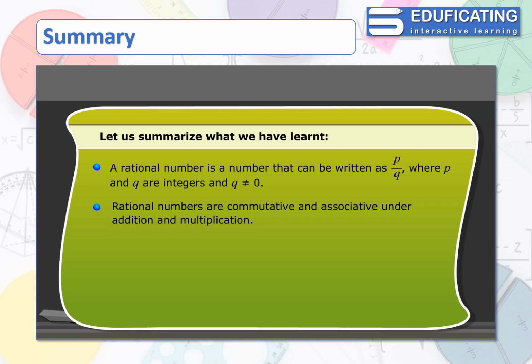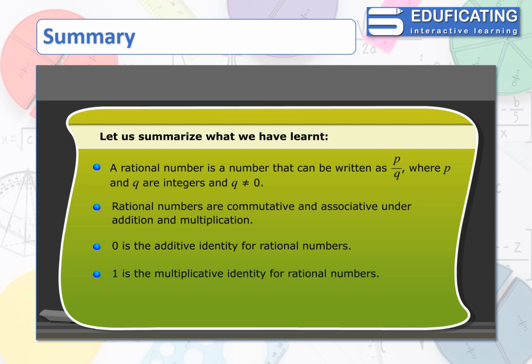Rational numbers are commutative and associative under addition and multiplication. 0 is the additive identity for rational numbers. 1 is the multiplicative identity for rational numbers. The additive inverse of P upon Q is minus P upon Q and vice versa.